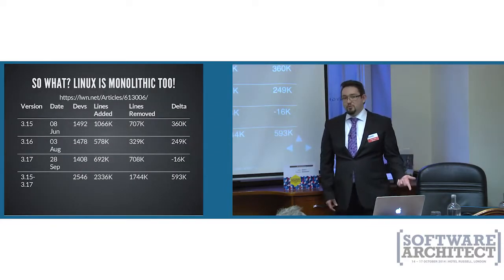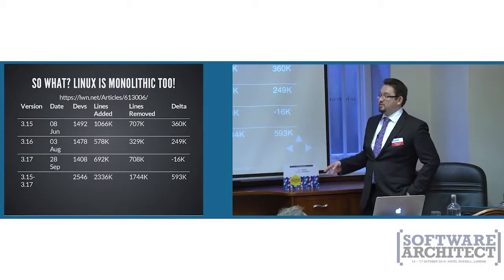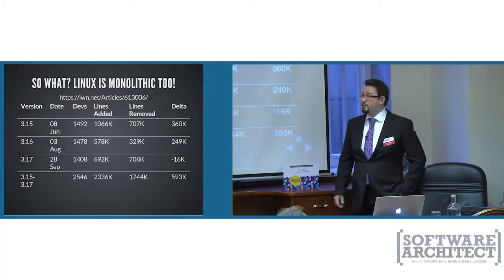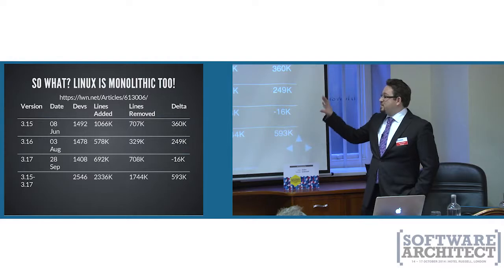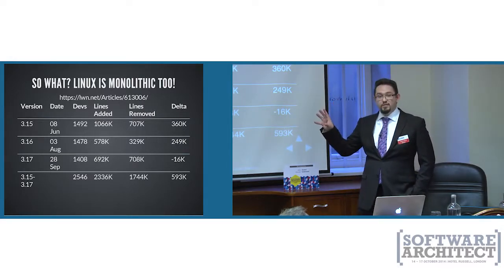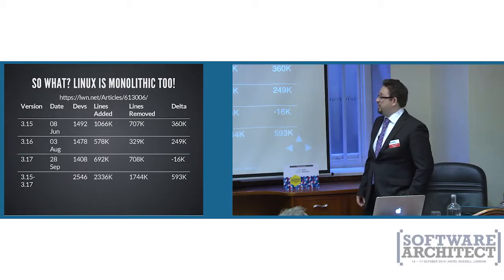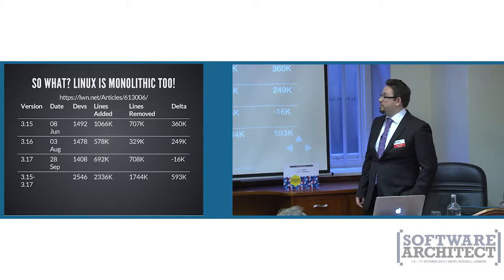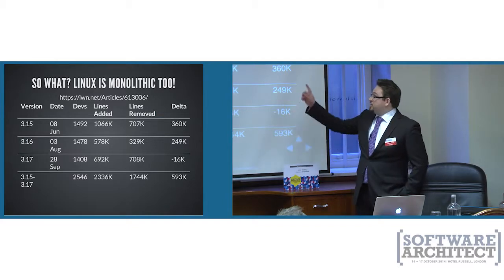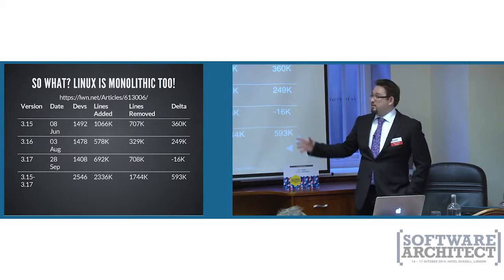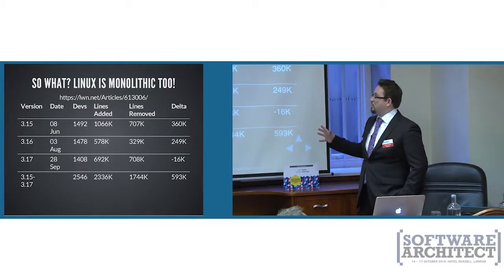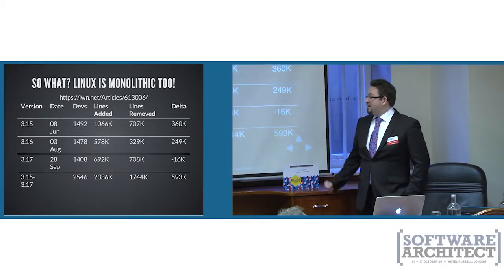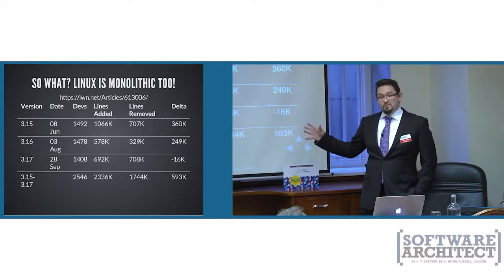Another good example of monolithic architecture is the Linux kernel. These numbers demonstrate the changes in the recent 120 days in the life of the Linux kernel. It shows how many developers worked on it, when it was released, how many lines were added, and how much was removed. And these are massive numbers.